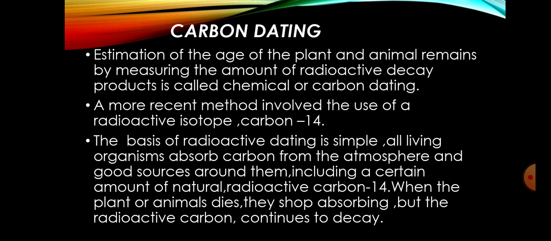Estimation of the age of plant and animal remains by measuring the amount of the radioactive decay product is called chemical or carbon dating. It means that we estimate the age of plants and animals with the help of carbon 14. A more recent method involves the use of a radioactive isotope, carbon 14.